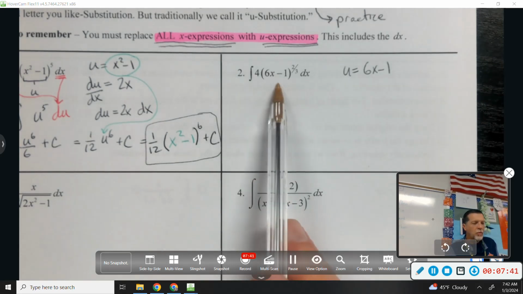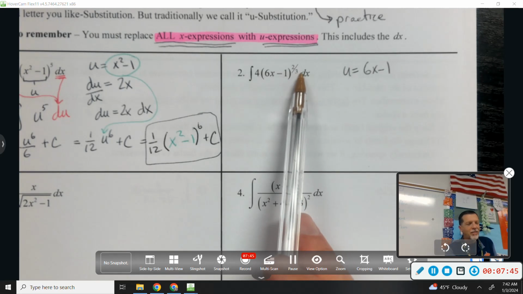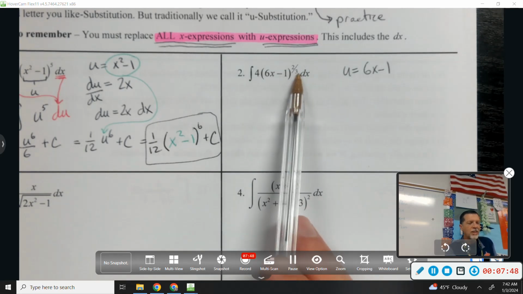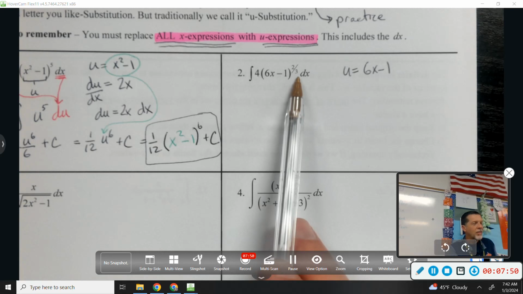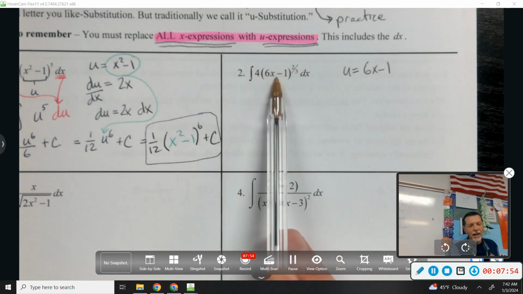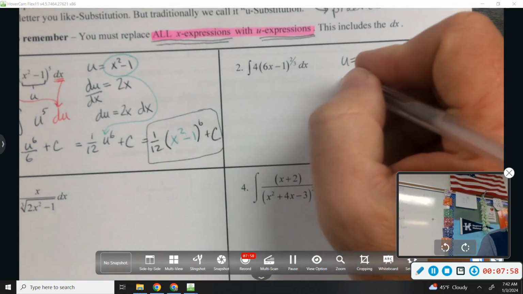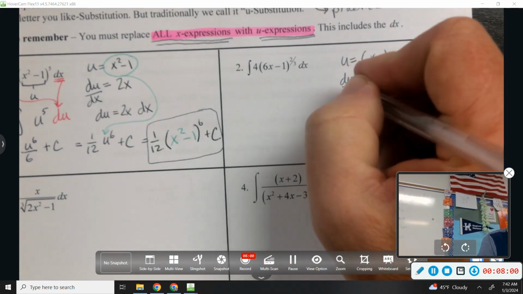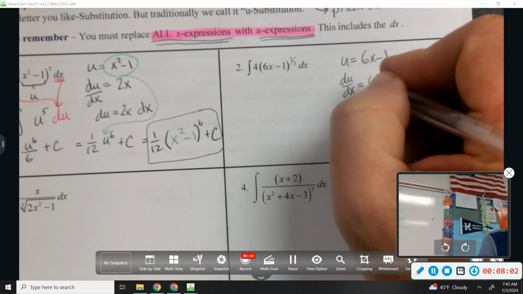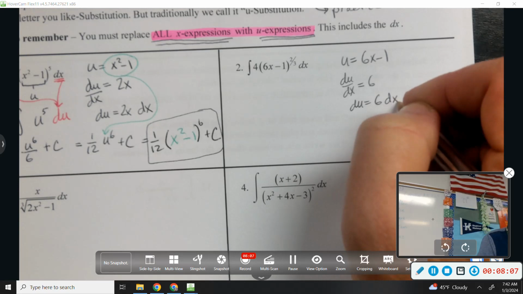So if you let u be 6x minus 1 to the 2/3, then du is going to have 2/3 6x minus 1 to the negative 1/3. Like, that's going to be a mess. So you want u to be kind of complicated, but not too complicated, because you want du to be kind of nice. So du dx would be 6, which means du is 6 dx.